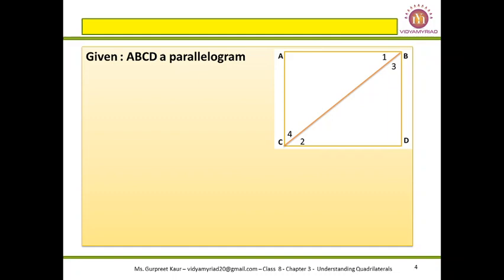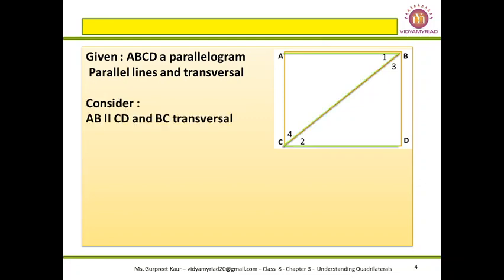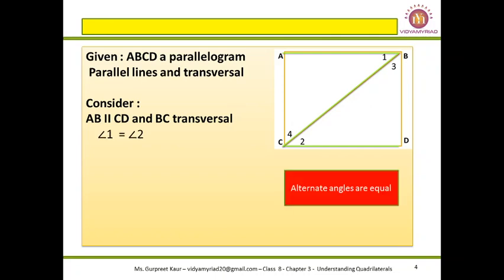Another thing: now you have ABCD again a parallelogram and you have BC as your diagonal here. Again we are going to use the parallel lines and transversal property. Just consider first AB parallel to CD and BC as transversal. Now you see the green line, it's forming like a Z. AB and CD are parallel, of course, as they are opposite, and you have the diagonal BC as a transversal. What are the interior angles formed? Angle 1 and angle 2. So we say that angle 1 is equal to angle 2 by the property that alternate angles are equal.